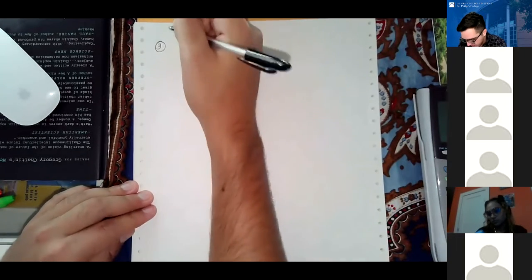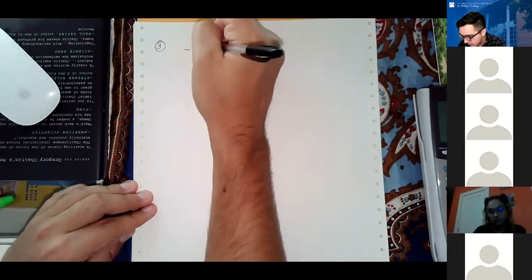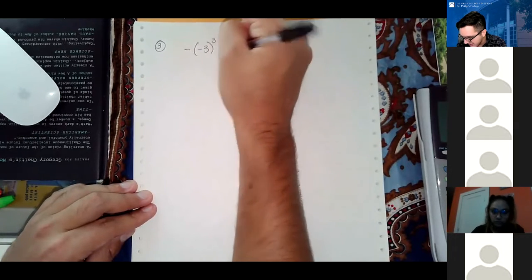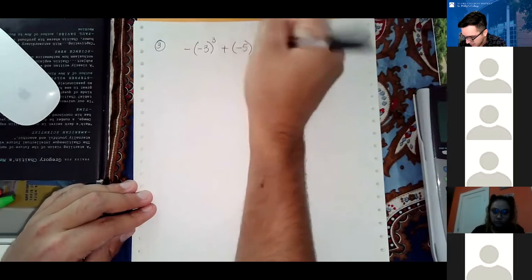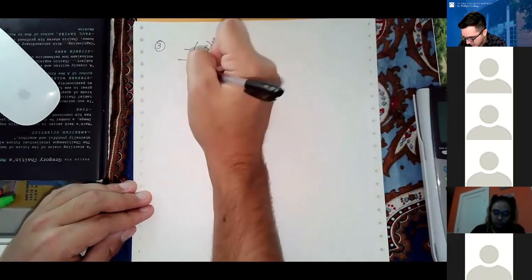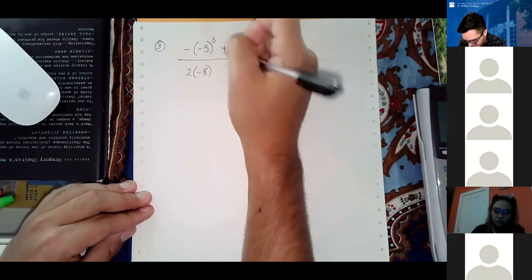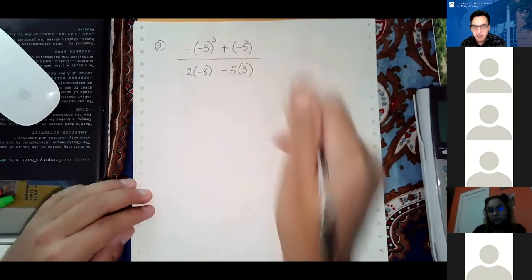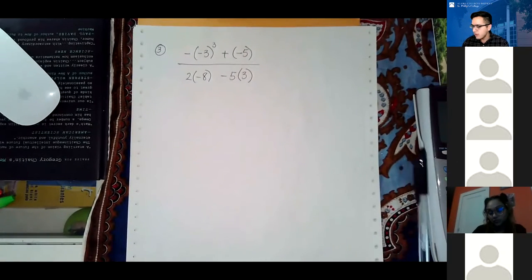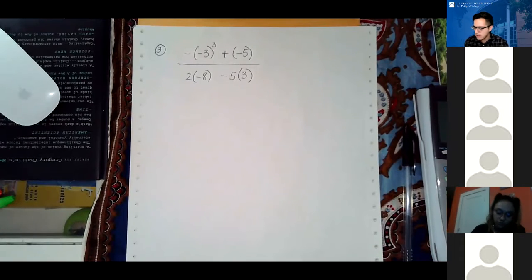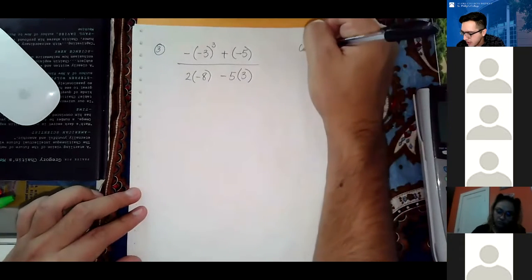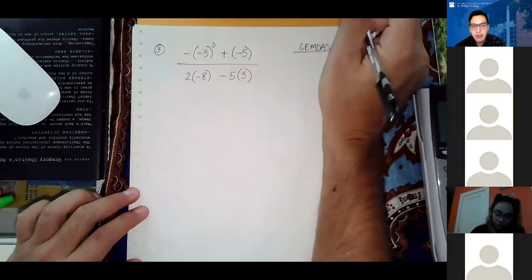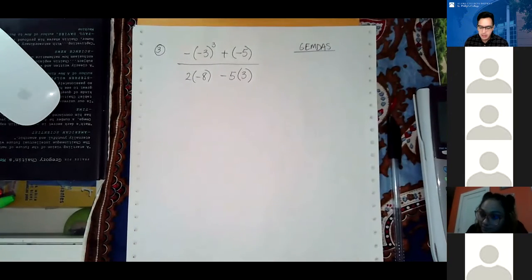3. -3 to the third power plus -5 all over 2 times -8 minus 5 times 3. So I'll give you guys about 2 to 3 minutes to try to solve this by yourself, but let's just write GEMDAS. And I just slipped up and said solve. We're simplifying this expression. Go ahead and take a few moments to try to simplify this on your own.